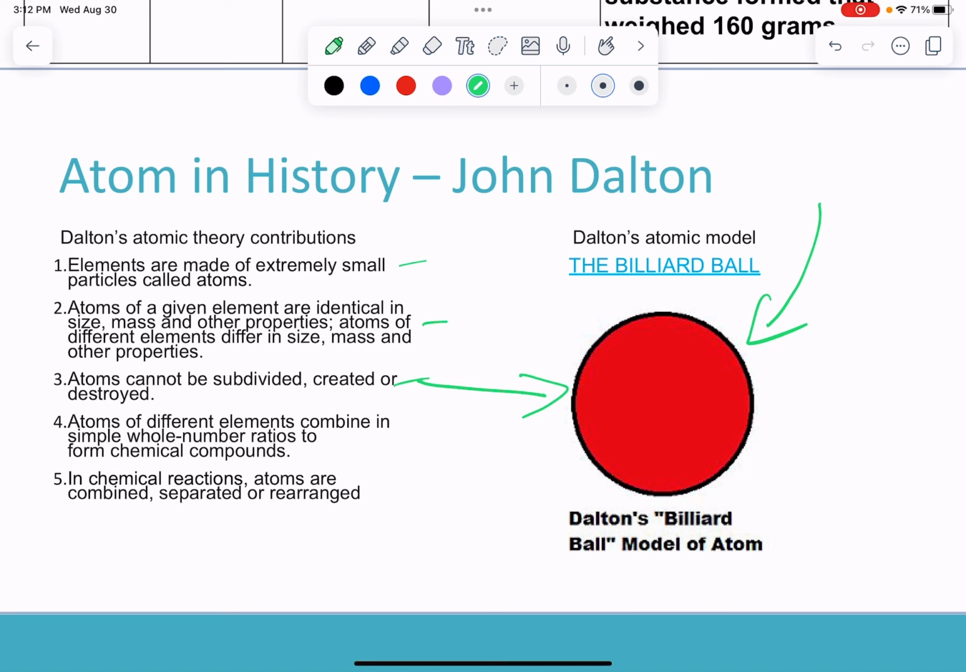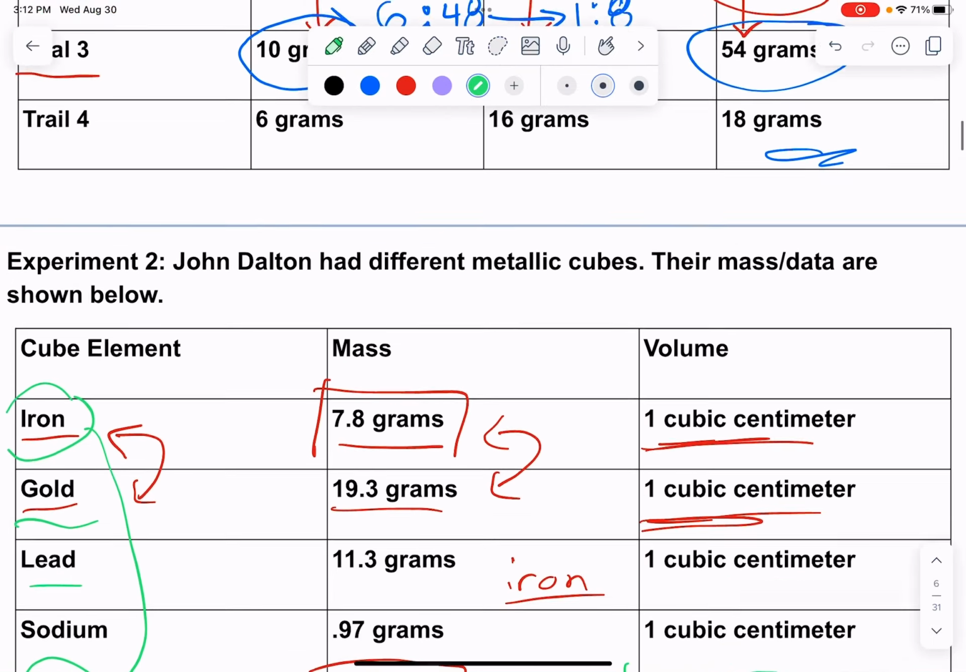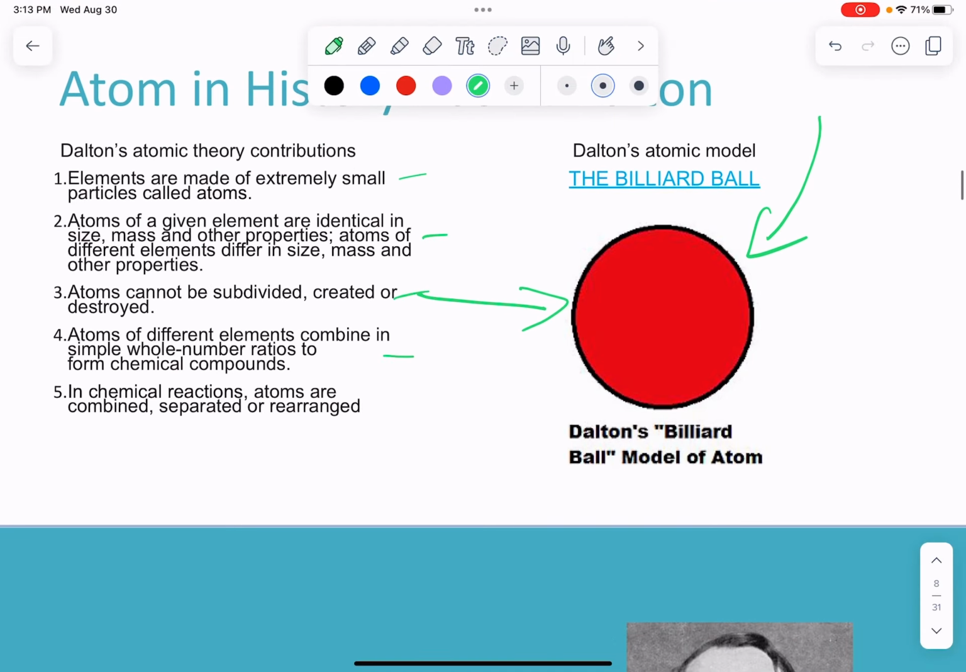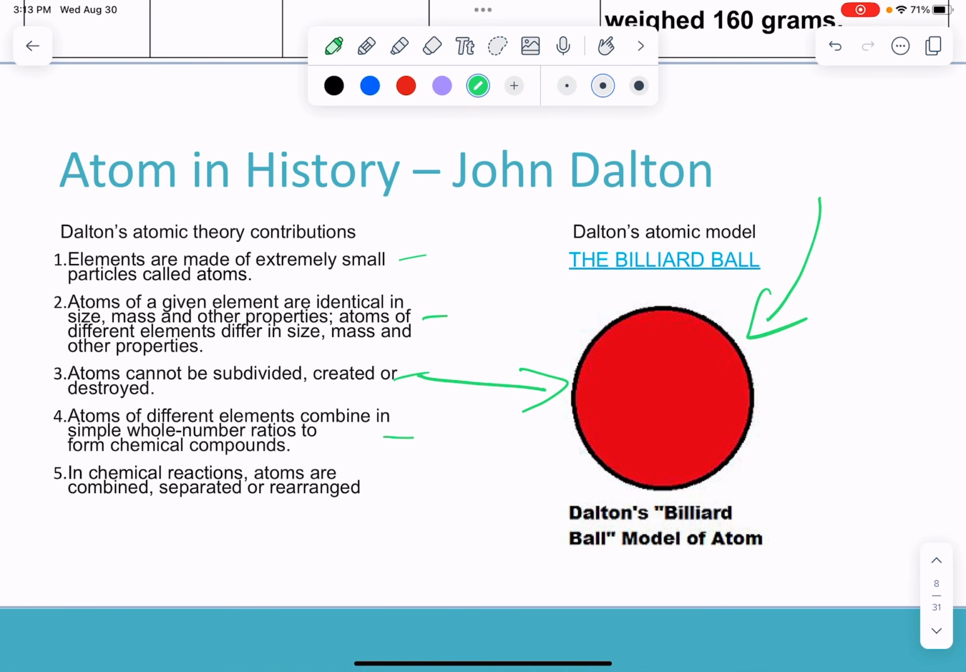It's just a ball. Next, he said atoms of different elements combine in simple whole number ratios to form chemical compounds. So we noticed that at the beginning, that there's always 1 gram of hydrogen for 8 grams of oxygen. And if you mess up that ratio and you don't get it right, you're not going to be able to make any more. You have to get that ratio right. Just like making a cake or something. If I have extra eggs but no extra flour, I can't actually make more cake.